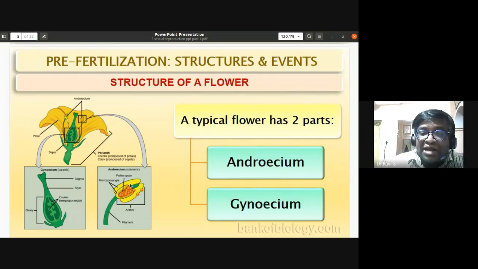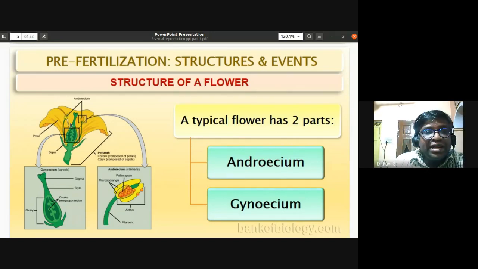There are two lobes in the anther, and if you see the inner contents of this lobe, they would be having the pollen grains. So the anther lobes, we call them microsporangium. Remember that. Within this microsporangium, you find the microspores or pollen grains. That is in the case of androecium.